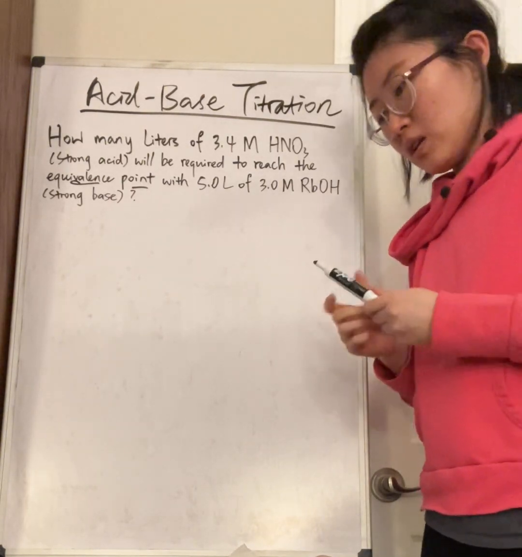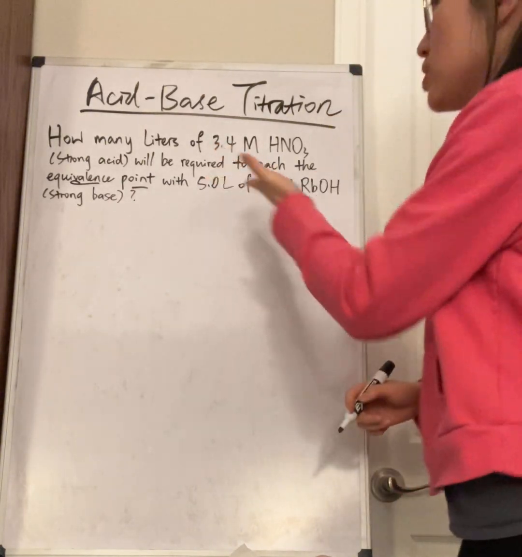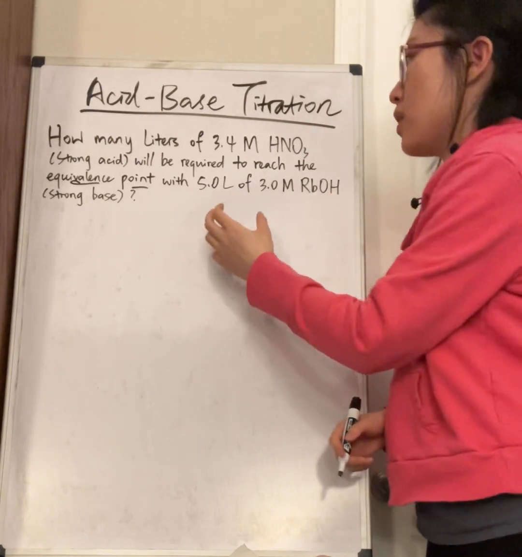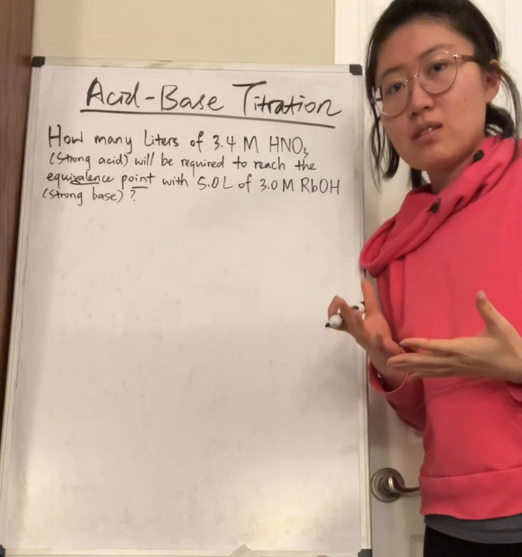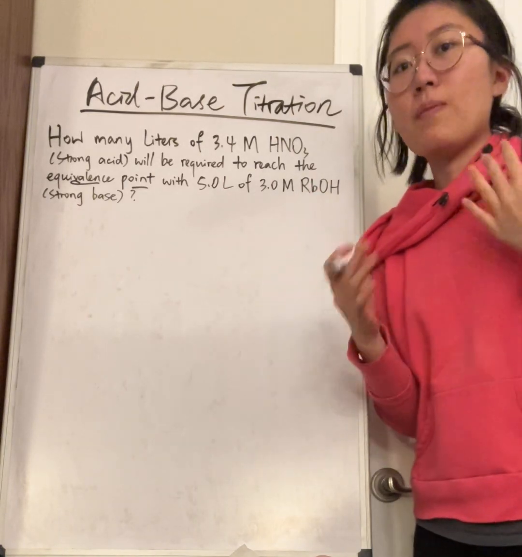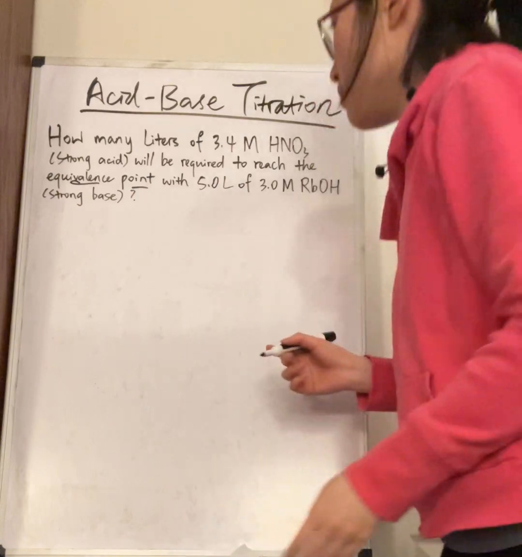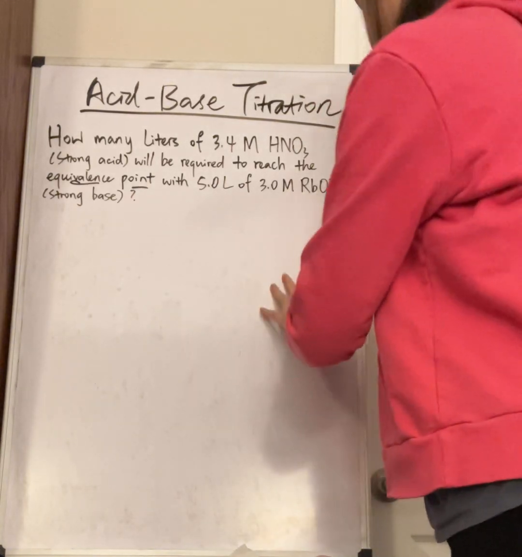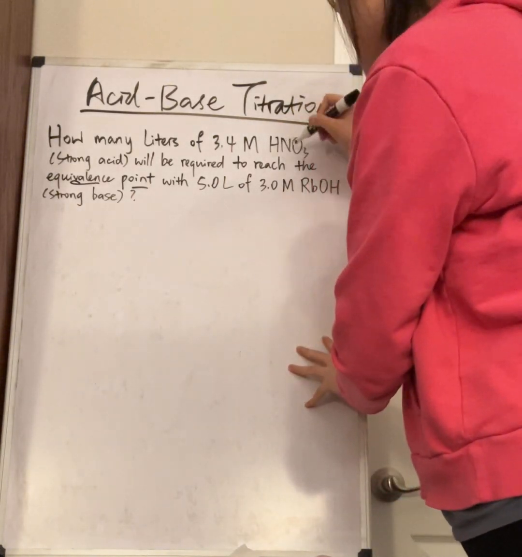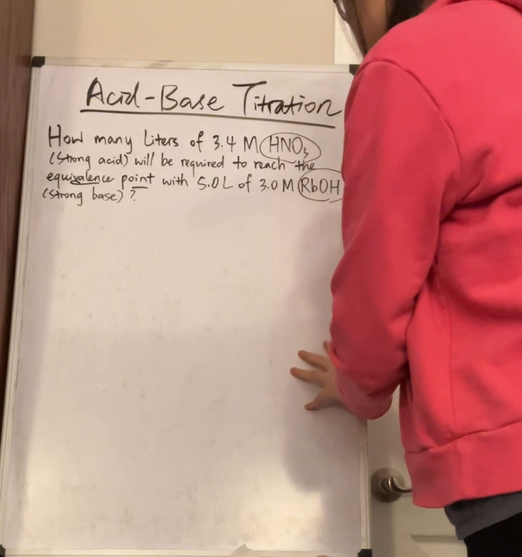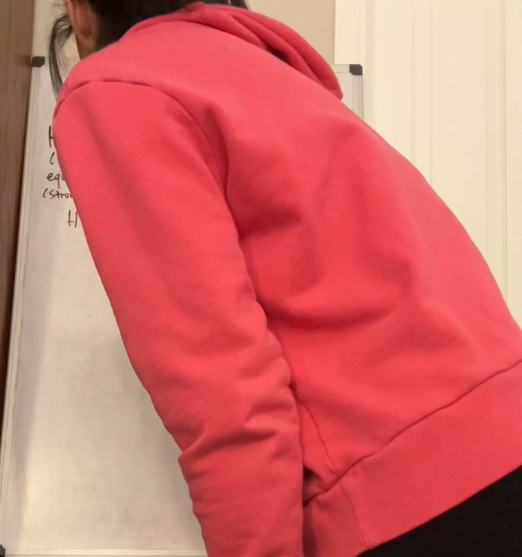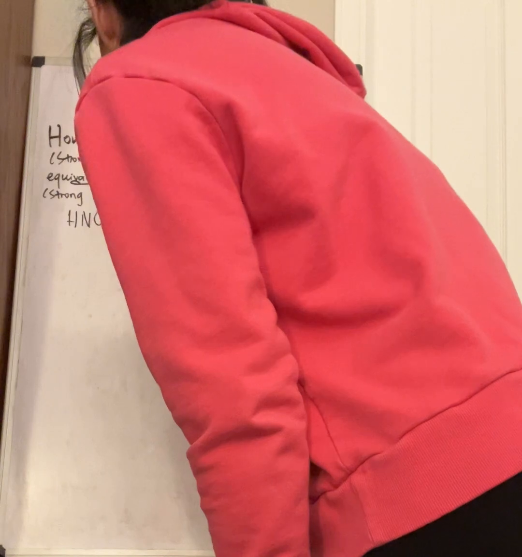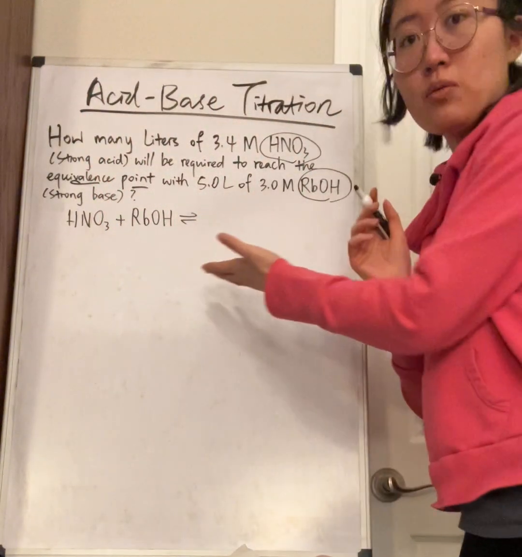Okay. So remember, in a titration you use the given acid and base as the reactants to produce the products and balance the reaction. The reactants that the problem gave us are HNO3 and RbOH. Okay, so let's write it out. HNO3 plus RbOH. What will be produced?